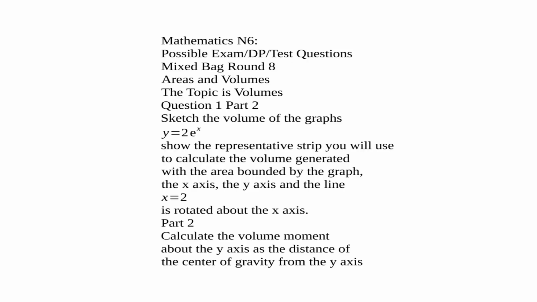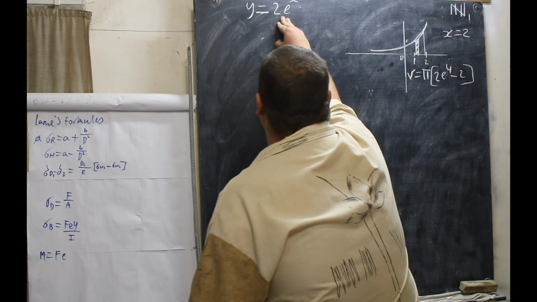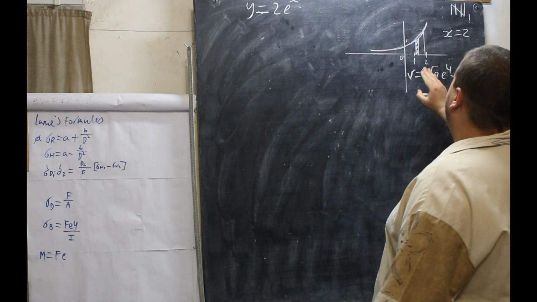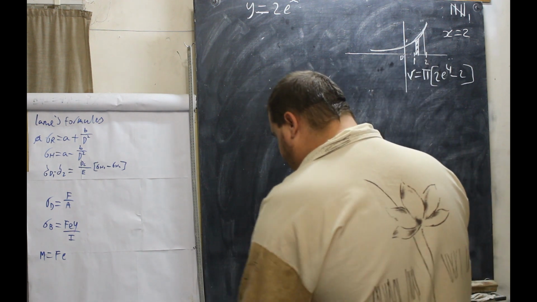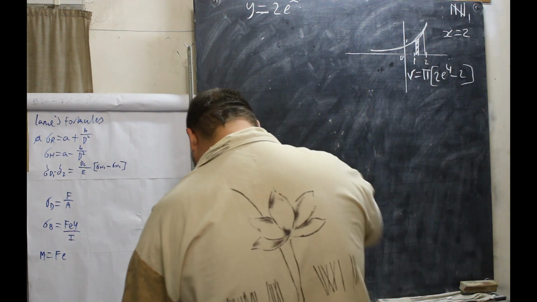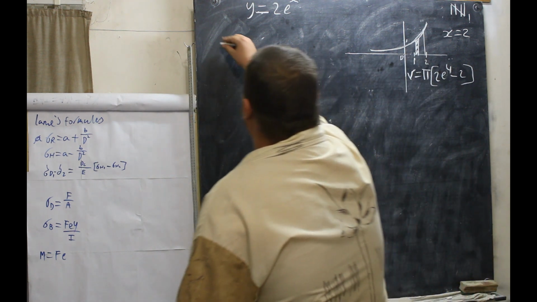Now our question states, calculate the volume moment about the y-axis as well as the distance of the center of gravity from the y-axis. So what we need to do is take this sum and this graph. So we need to calculate the center of gravity. That's what they want. So they want the volume moment.